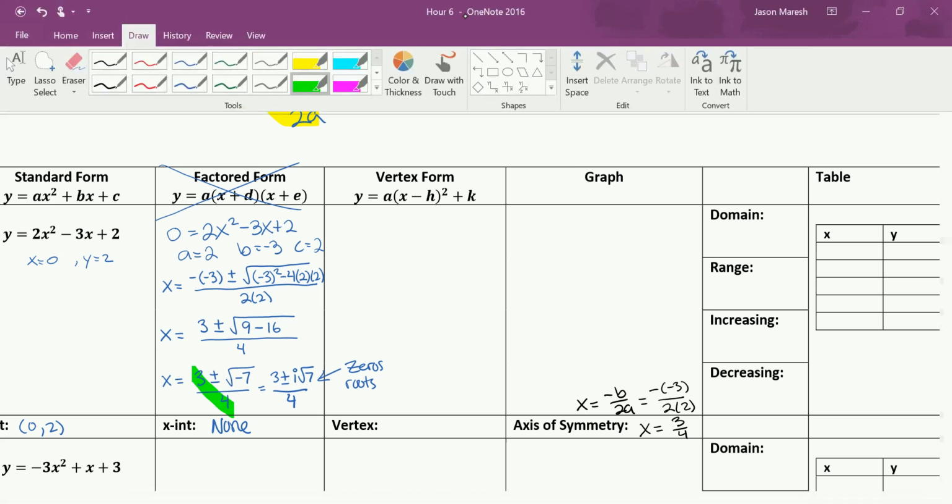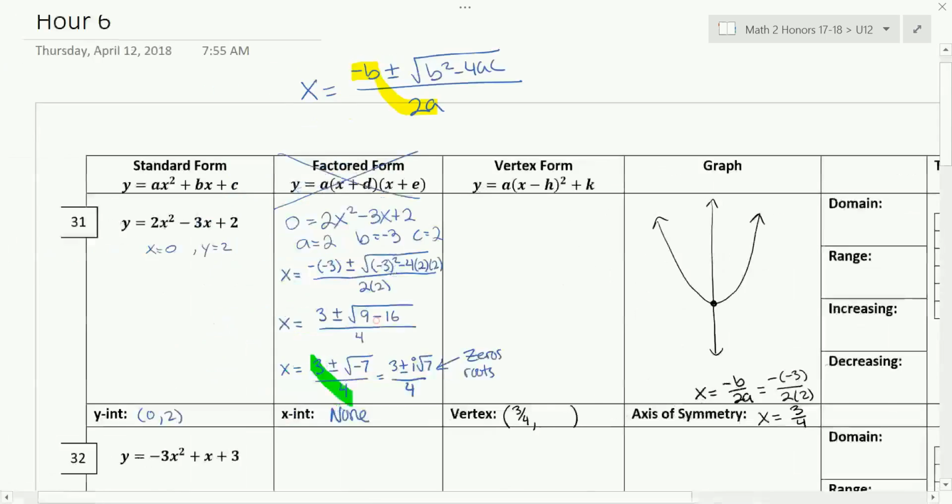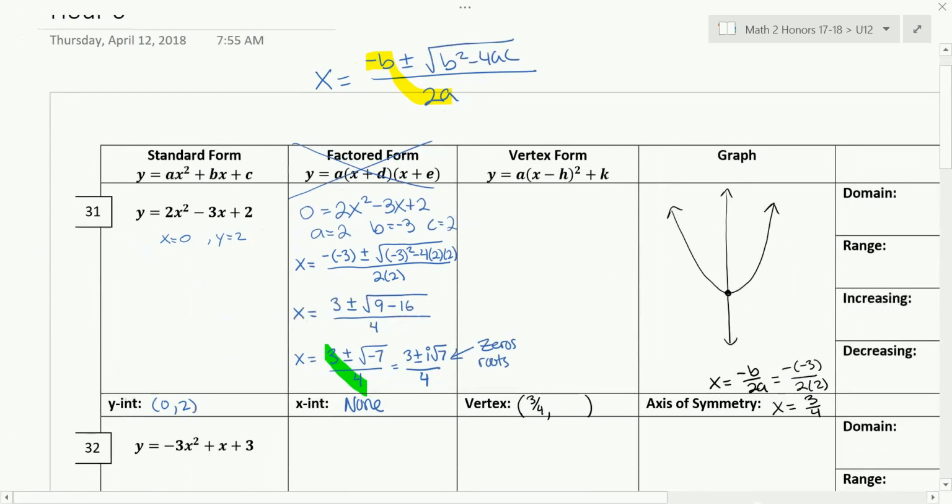And so when you have a parabola, the axis of symmetry always goes through the vertex. And so the axis of symmetry and the vertex share the same x value. So we know the x value of our vertex is 3/4. We just need the y value. If you know an x value, you can always find a y value by plugging it into the function and solving for it. And so that's what we're going to do next. I'm going to go back to standard form, plug in x equals 3/4 and see what y equals.